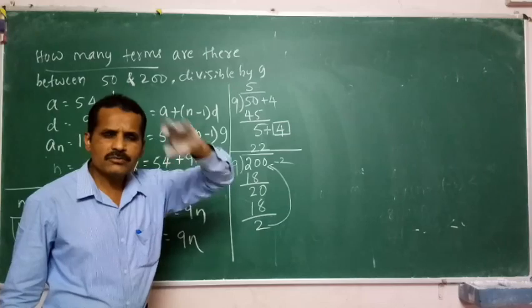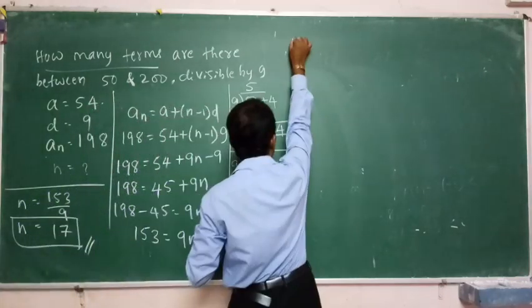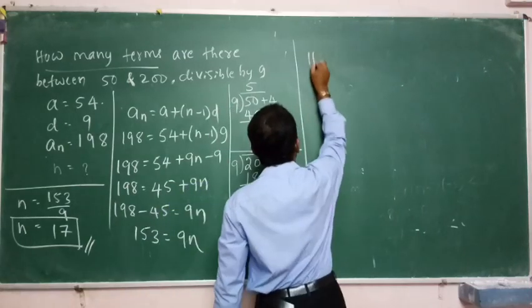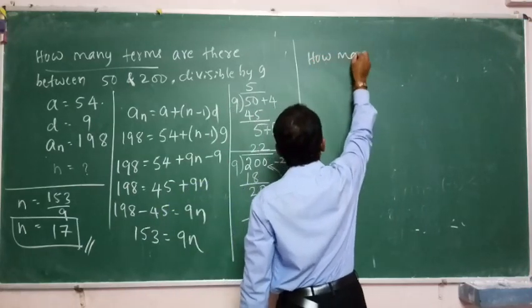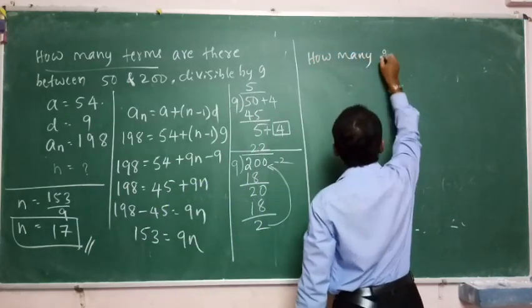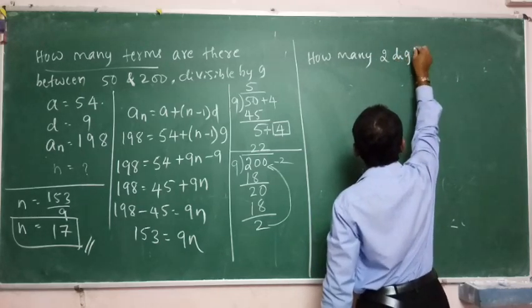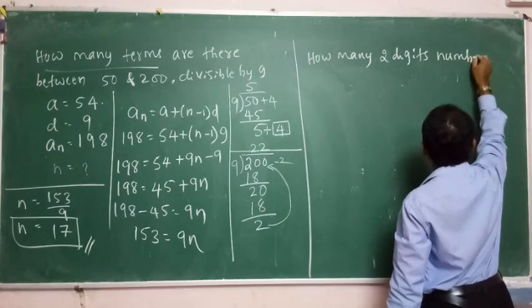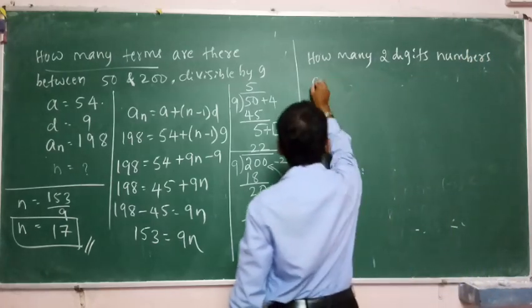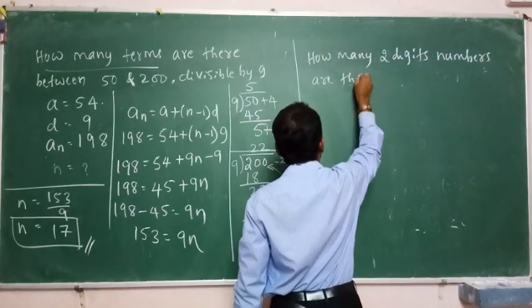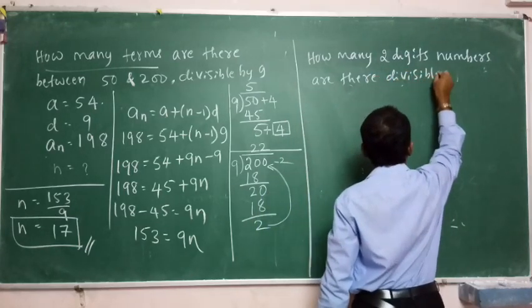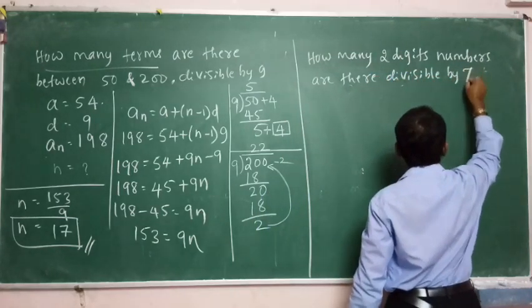Those who have understood, well and good. Those who have not understood, I will give you one more problem. How many two-digit numbers are there divisible by 7?